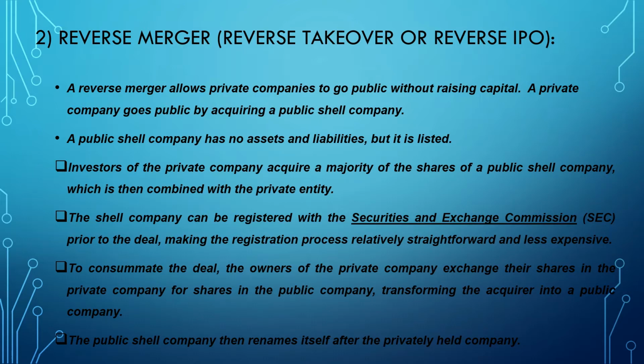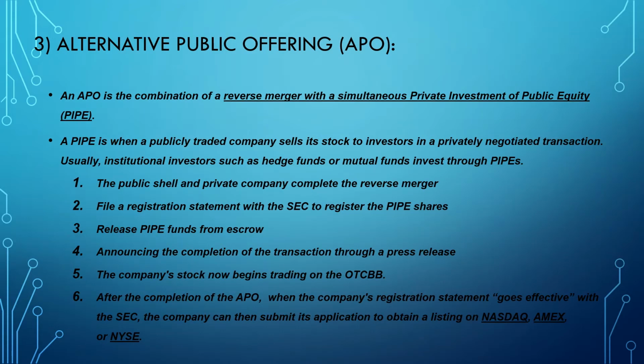In order to complete a reverse merger, the owners of the private company exchange their shares in the private company for shares in the public company. And as a result, the acquiring company, which is the private company, turns into a public company. And finally, the public shell company renames itself after the privately held company.